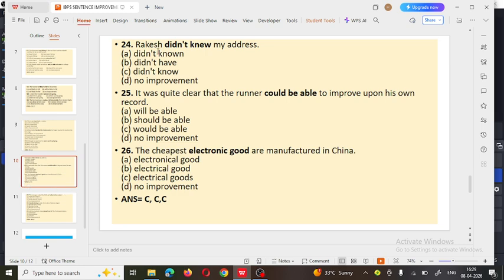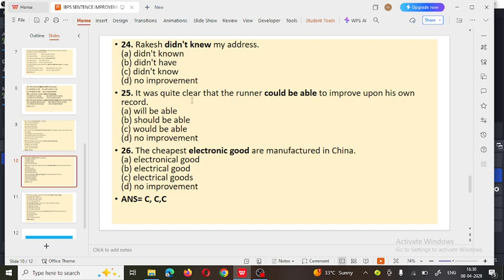Next, Rakesh didn't knew my address. So in didn't knew, we need to change it. Knew is the past tense. So when we are using did, we need to use the main form of the verb, and that is know. So from the given options, didn't know, didn't have, didn't know, option C is correct here.